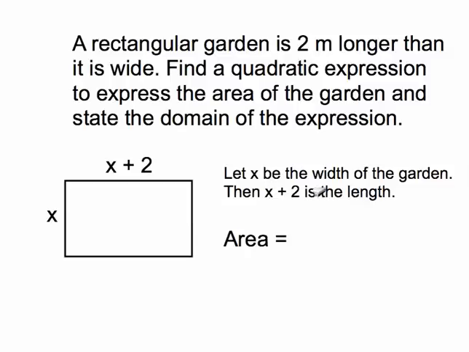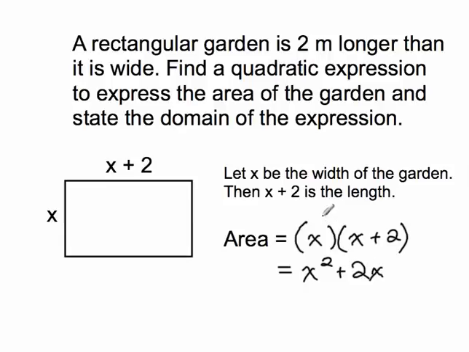Let x be the width of the garden, and if x is the width of the garden and the length is 2 meters longer, then x plus 2 is the length. And on the left-hand side, you've got an appropriate diagram, x and x plus 2 as the dimensions of the garden. So the area is going to be the length times the width, or the width times the length, so it's going to be equal to x times (x plus 2), which, if we want to expand and simplify, is x squared plus 2x. So now we've answered the part about finding a quadratic expression to express the area of the garden. That's it right there.